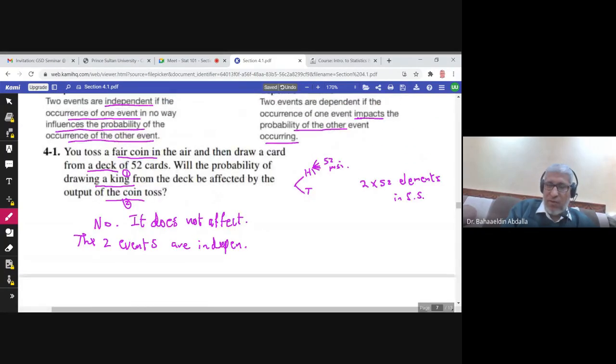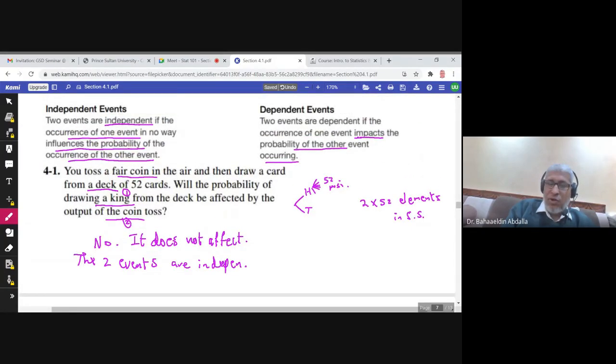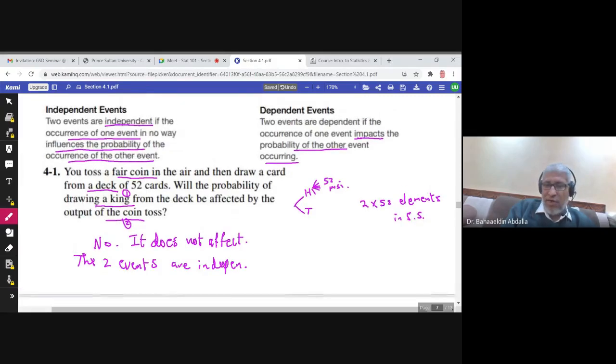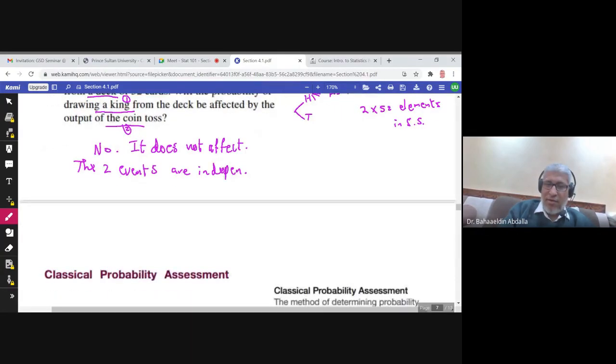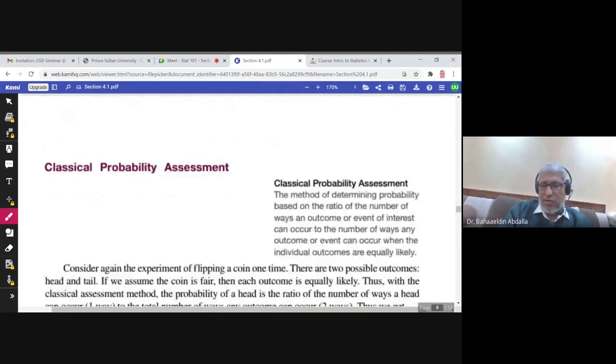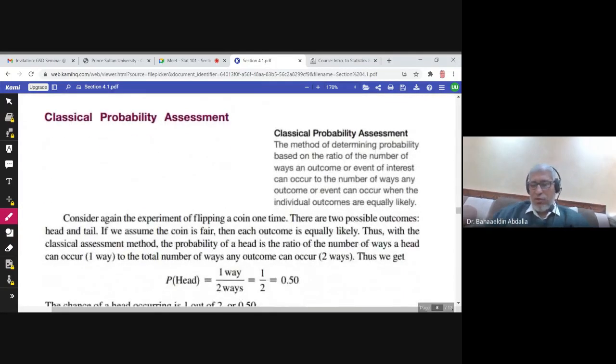By the way, we will now define how we can find the probability of drawing a king from the deck of 52 cards. You can think of that. What is the probability of drawing a king from a deck of 52 cards? There are two methods to assign or compute probabilities. The first one is called classical probability assessment.